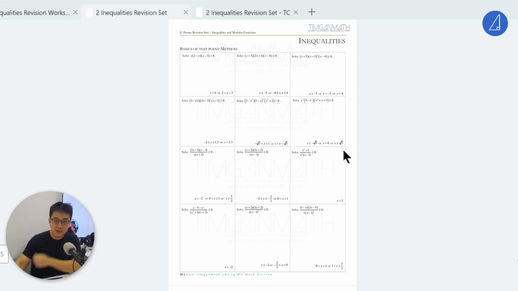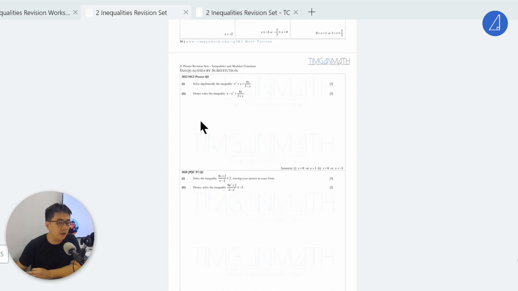So the first page, the solutions are all already online actually. Okay, so I will just do some of the tests. I will explain why the test point method works, and then I'll just do some. Then once we finish off already, we'll just start doing the substitution questions.